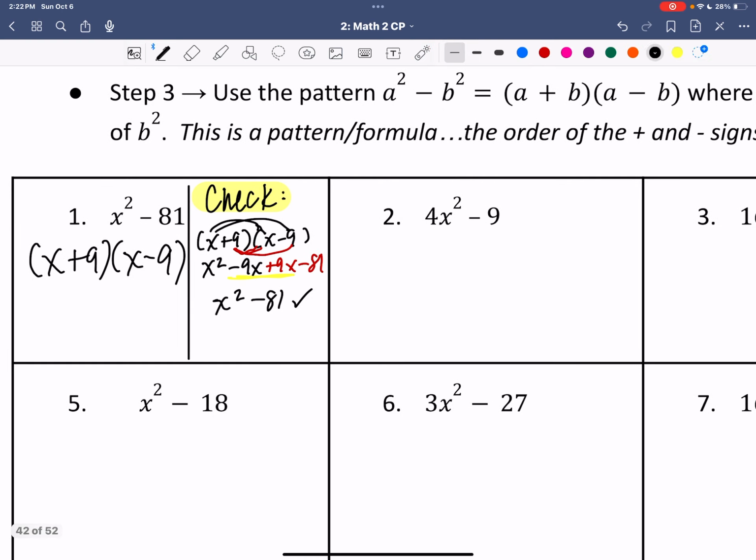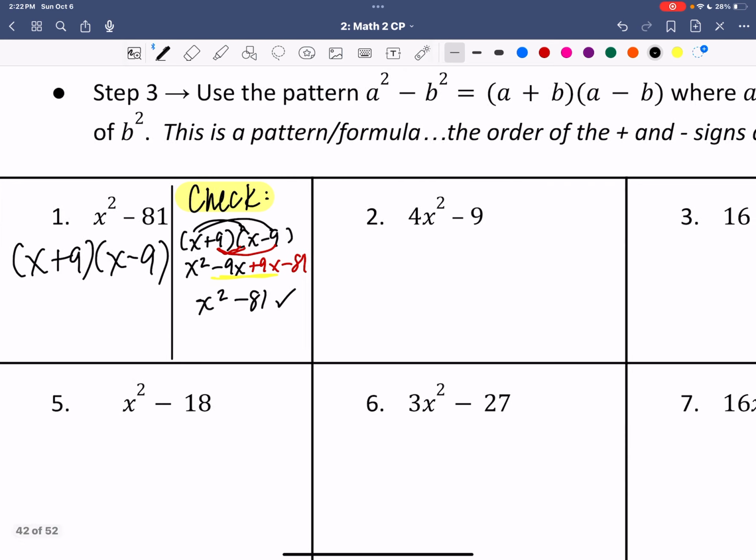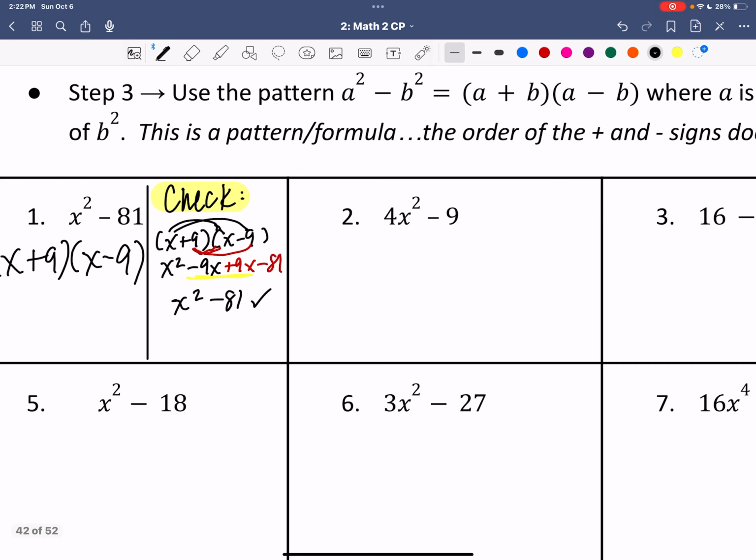All right, so let's go ahead and let's do number 2. So right now, there's no greatest common factor, but let's look. Is 4 a perfect square? Yes. Is this a perfect square? Yes. And is 9 a perfect square? Yes. So we can do difference of squares.